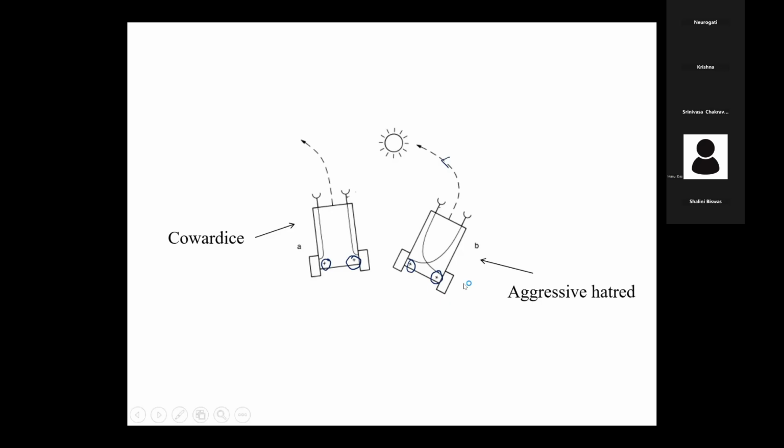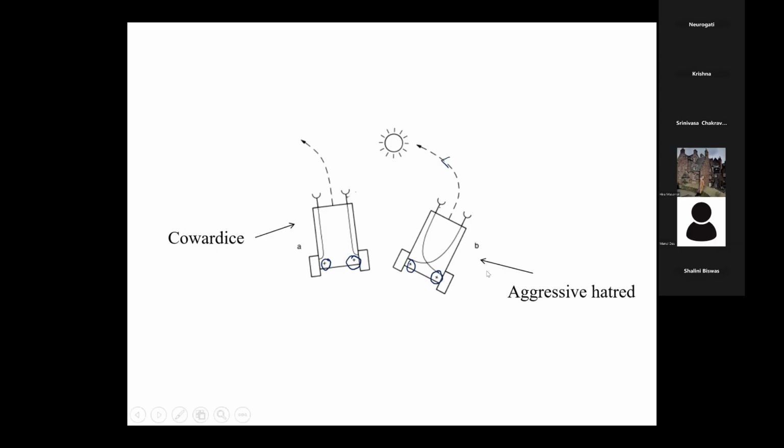So its behavior, when you don't know what's happening inside, you just look at the behavior, it looks as if the vehicle hates light, as if it hates it with an aggression, with a vengeance. So you can give some emotional coloring to the vehicle's behavior.